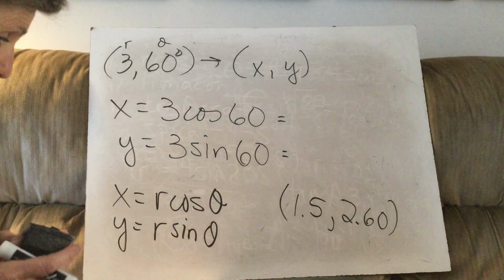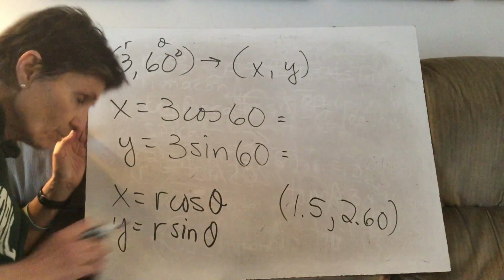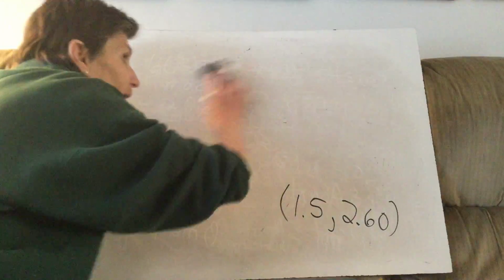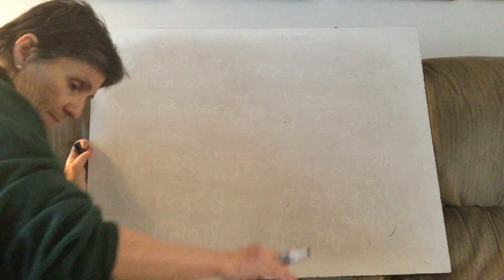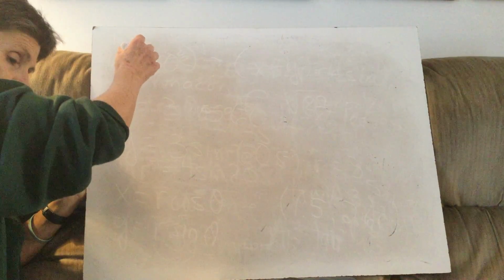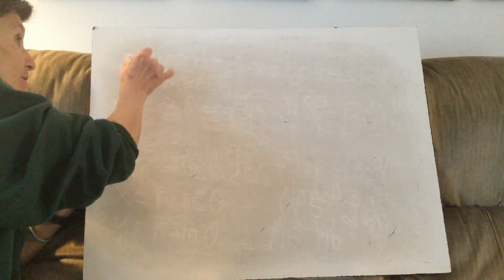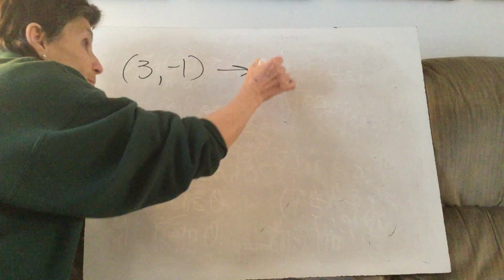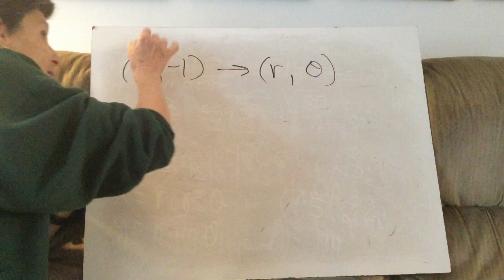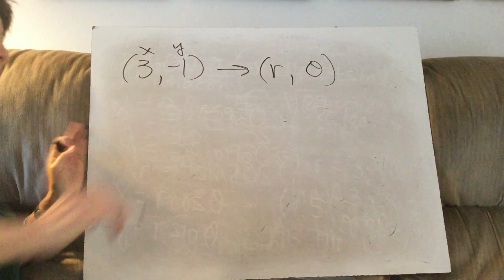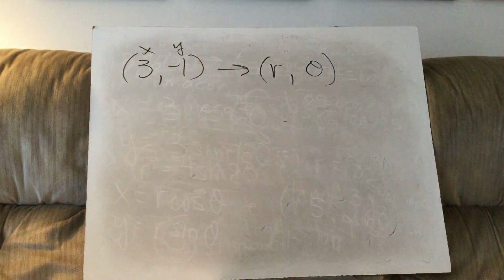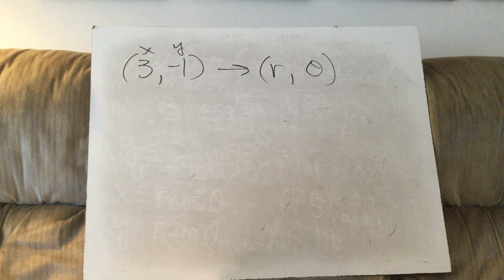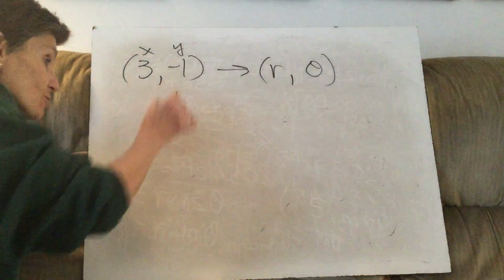Okay, there's one more paper to do. The one that says period 3 needs to focus. So the first one says convert to polar. So that means you have x and y and you want to find r and theta. Remember, polar means r and theta. So I'll draw a picture of this.